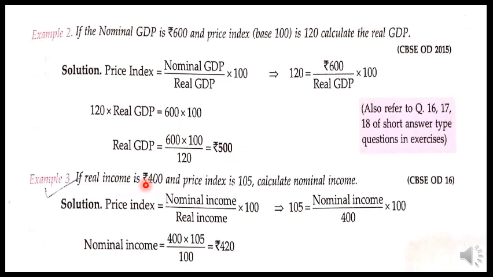The next question: if real income is rupees 400 and price index is 105. So here also with base 100, if we compare, it is understood. There is a 5% rise in price. Calculate nominal income. Real income is given, we have to find nominal. So substitute real income, substitute the value of price index, find nominal income, you get 420.